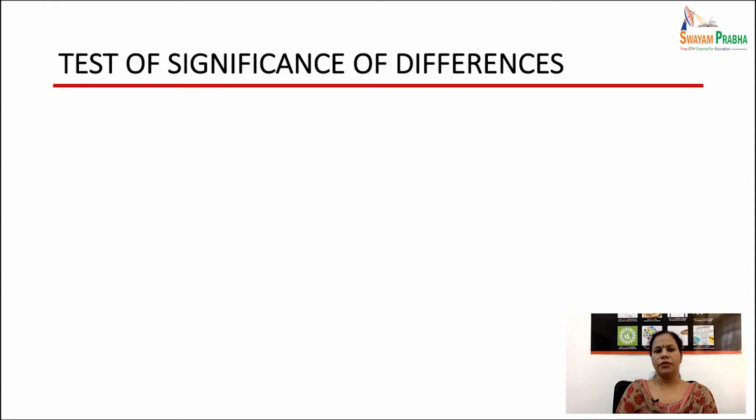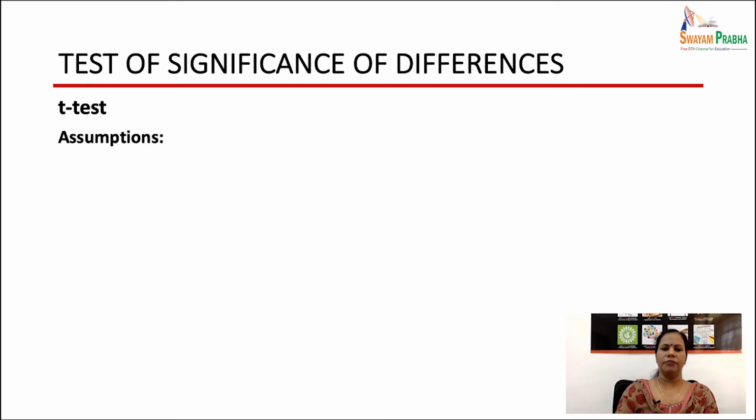Now let us talk about the tests of significance of differences. These tests we use whenever we want to find out the difference between two samples or more than two sample means. So mostly whenever we have two particular samples and we want to find out the difference between these two groups, then we go for the t-test.